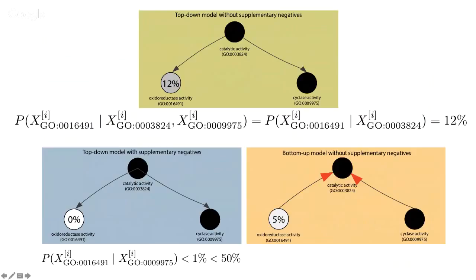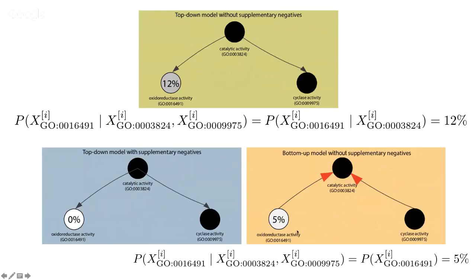What happens on the calculation on the right is, observing it's a catalytic activity only would make this probability go up. But that's explained away when we also observe that it's cyclase activity. So if you work out the math, the probability of being an oxidoreductase, given both these, actually just goes back down to the prior probability of being an oxidoreductase. And that's a really cool benefit. It's called explaining away in these models.